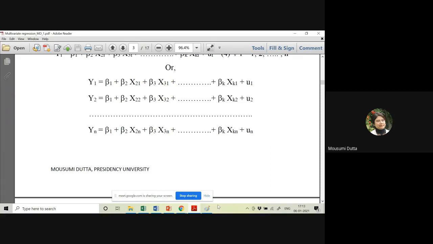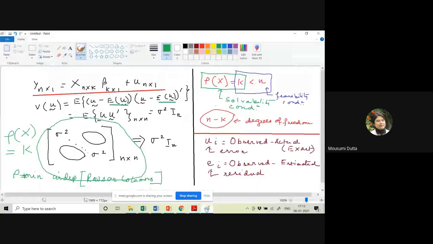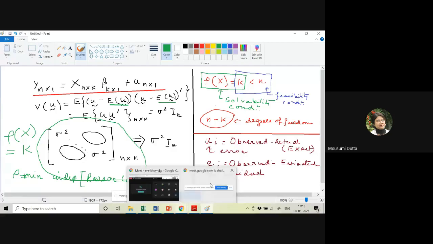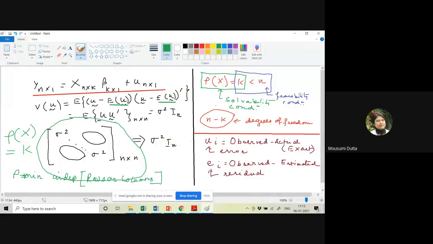So let's try to understand these things in a better format. The first argument, I hope you understood it because you did it in your last semester or at your undergraduate level too: cov xu is equal to 0. The additional thing we are discussing here is, first of all, rank of x is equal to k. This rank of x is equal to k, this part.